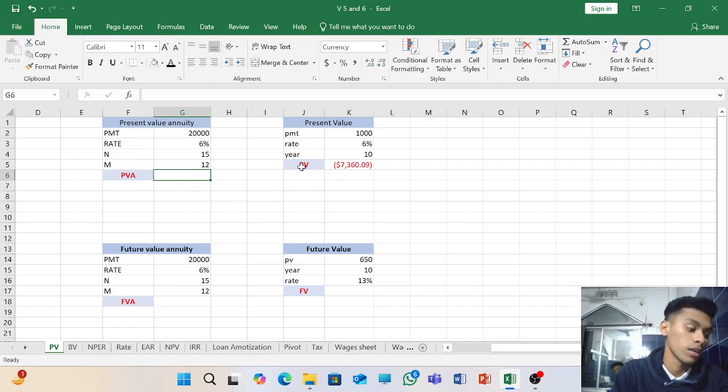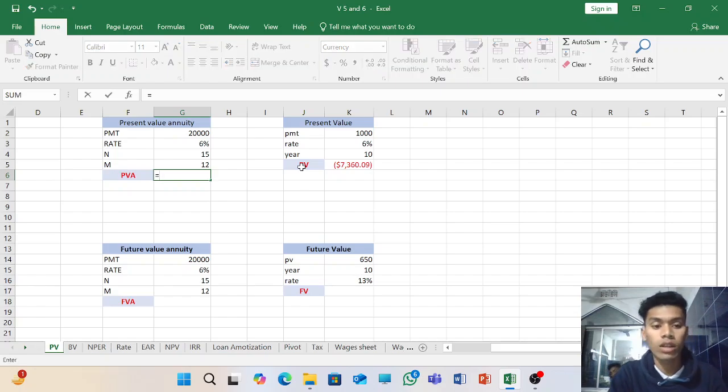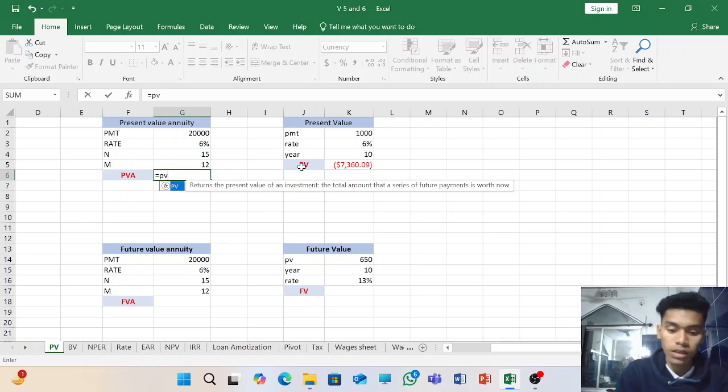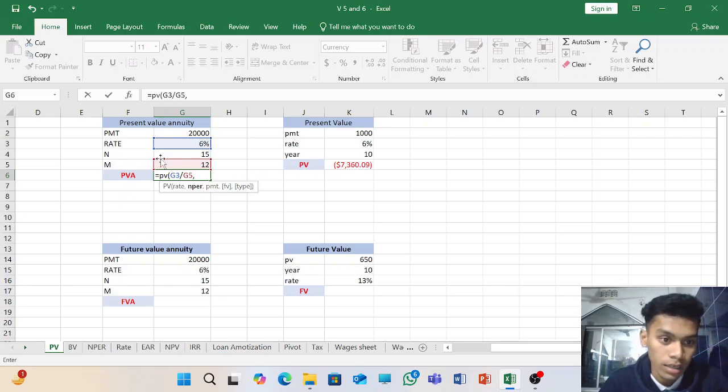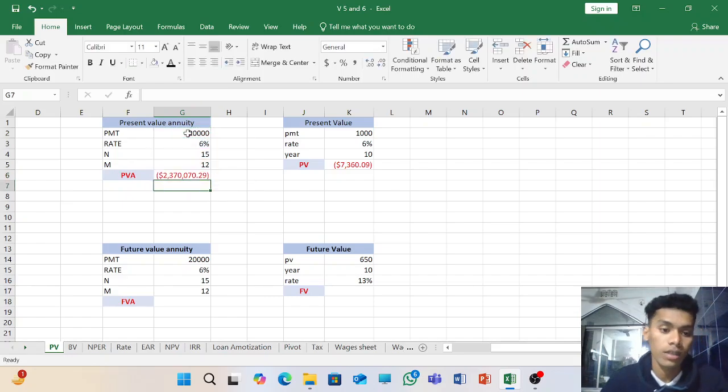Now calculate the present value of annuity. Here the present value of annuity is equal PV, then rate divided by month. We need the month. Here the month is 12, and then we need the year. Here the period is 15 times month. Again we need the month, and then payment, then bracket close and enter. We can see the present value of annuity.